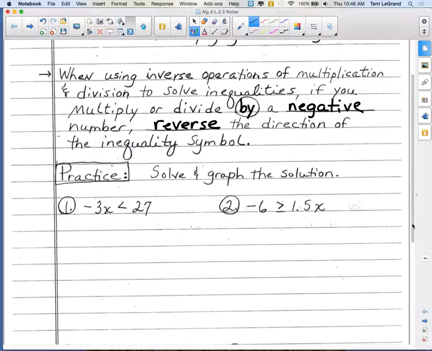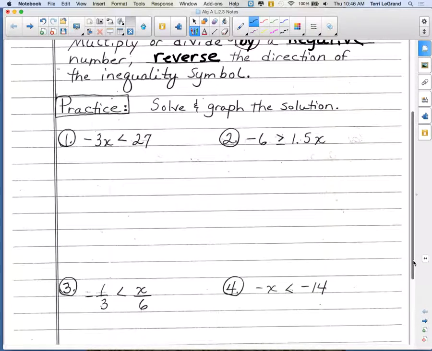Okay, so let's start some practicing here. We have negative 3x is less than 27. What would we do to get x alone in this one? Divide both sides by 3. By negative 3. See, that's why it's so important for you guys to say the correct terminology. We're going to be dividing by a negative 3.